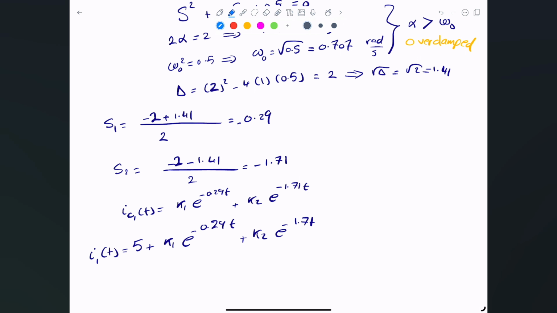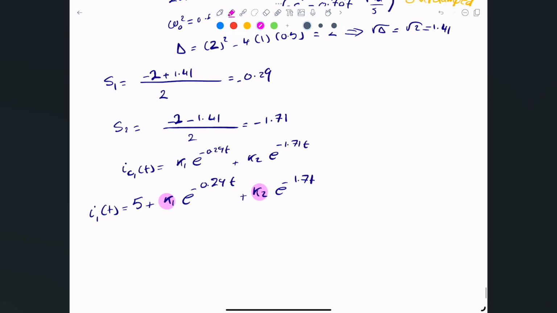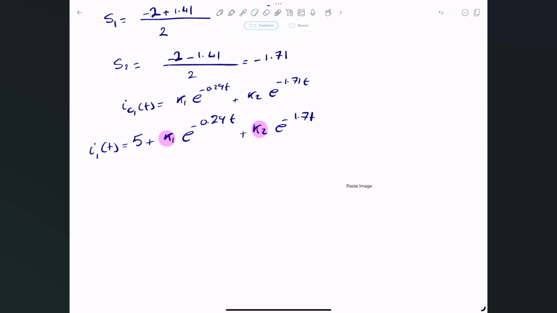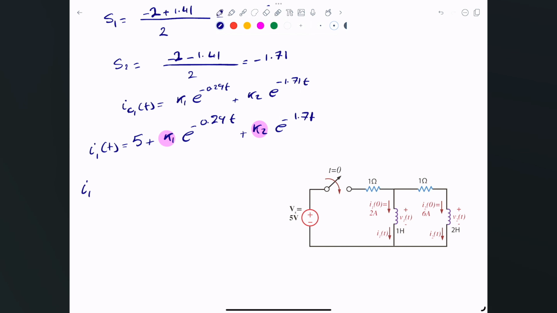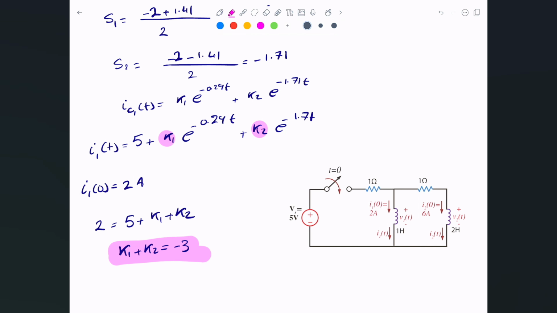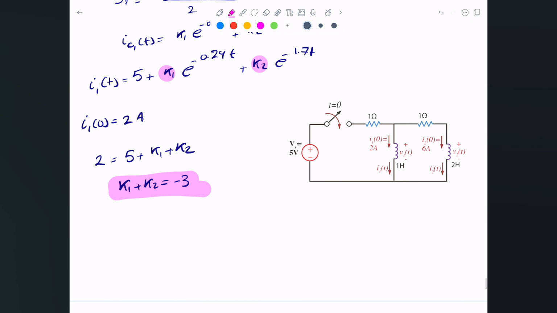What we need to do right now is figure out what these constants k1 and k2 are, using initial conditions. Just as a quick reminder, this is how the circuit looked. We have some initial conditions. For example, I1 at 0 is simply 2 amps. This is actually given to us here. That means we can say 2 is 5 plus k1 plus k2. I just substituted t equals 0 in here, so these exponentials are 1 and 1. That's the first equation. With a little algebra, we get k1 plus k2 equals negative 3. Now for the second initial condition, we have the following.